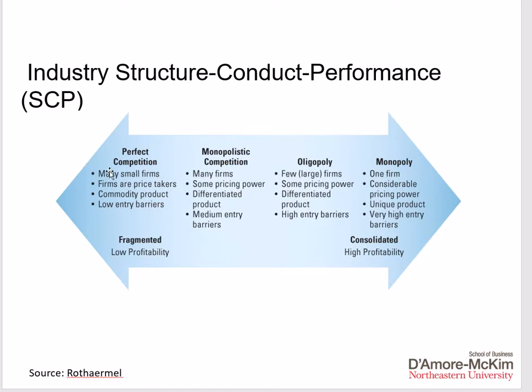And then on the far left, you have perfect competition, which in economics basically means there are many, many small firms. The firms are all price takers. In other words, there's no pricing power, and you're facing more of a commodity product. And because there are so many small firms and it's a commodity product, the entry barriers are relatively low. However, under perfect competition, you can see it's a fragmented industry with very low profitability.